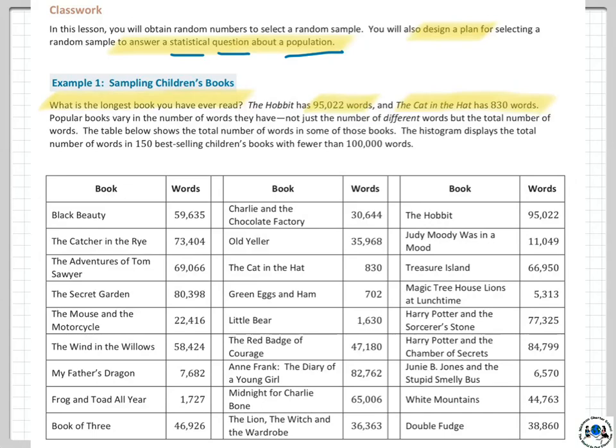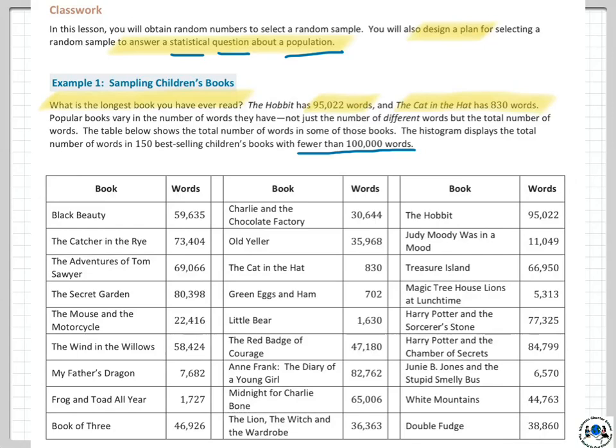But popular books vary in the number of words they have, not just the number of different words, excuse me, but the total number of words. The table below shows some interesting statistics here. The total number of words in some of those books. The histogram, which we're going to look at in a second, displays the total number of words in 150 best-selling children's books with fewer than 100,000 words, which are most, if not all.